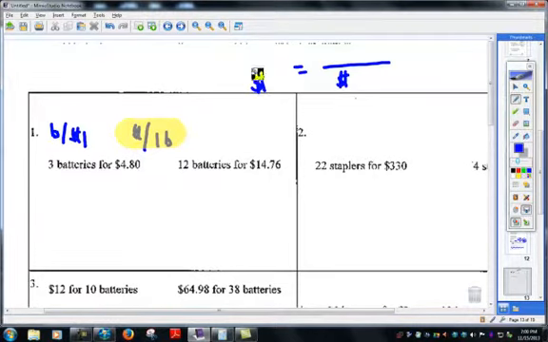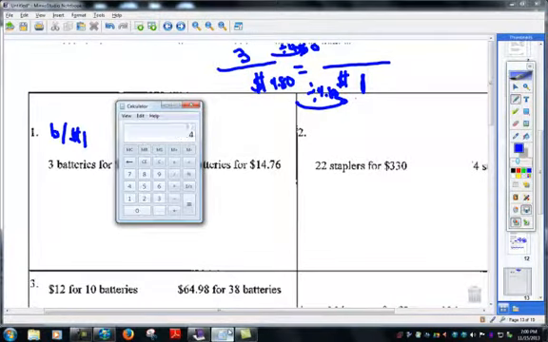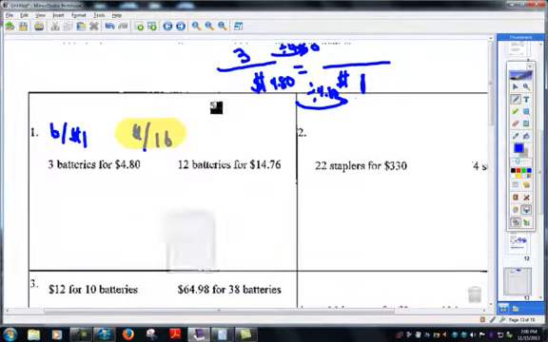Dollars on the bottom. Okay. So that's going to be 480. And this is going to be 3 batteries for 480. I want to figure out how much one battery is. So divide by 480. Divide by 480. Okay. And that's going to give me 3 divided by 4.80 is 0.625.